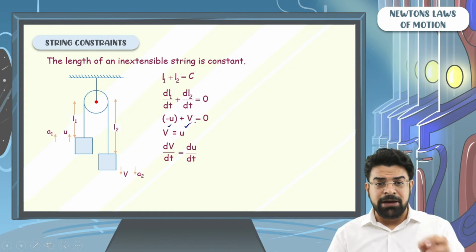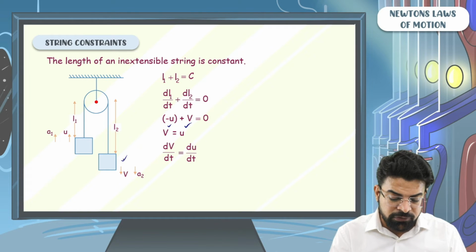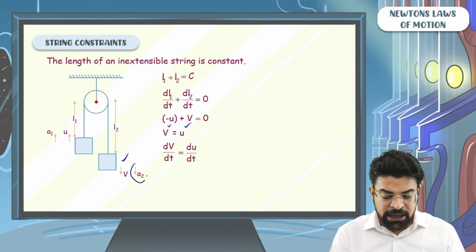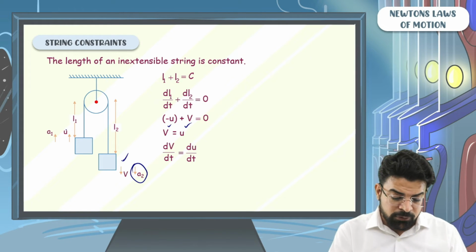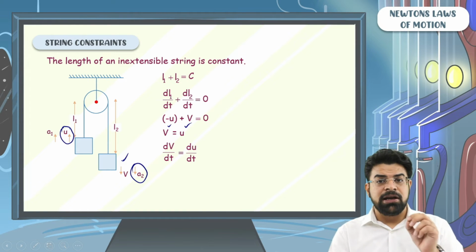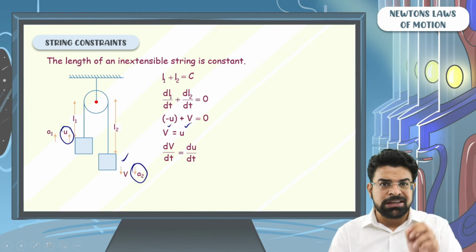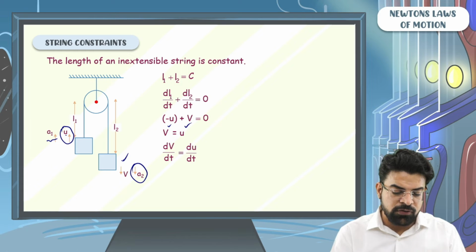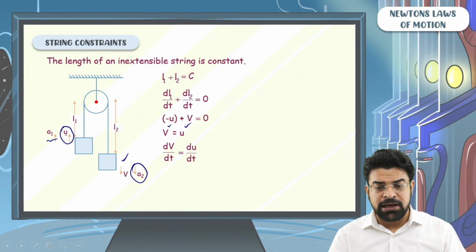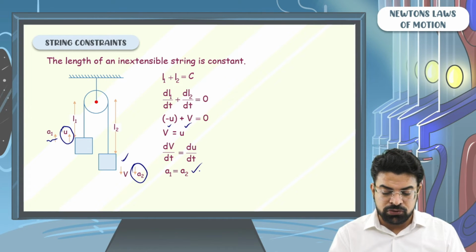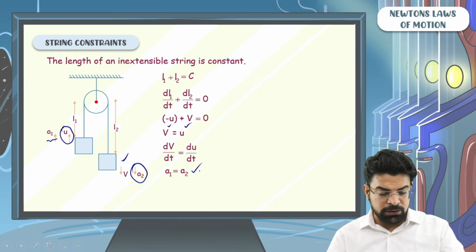What is dv by dt? The rate of change of velocity with respect to time, which will be the acceleration of second block. And what will be du by dt? The rate of change of velocity of the first block with respect to time, that will be the acceleration of first block. So on differentiating, we can even say that a1 equals a2. The acceleration of both the blocks have to be equal, right?